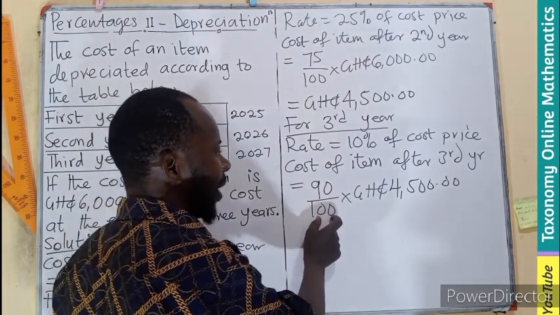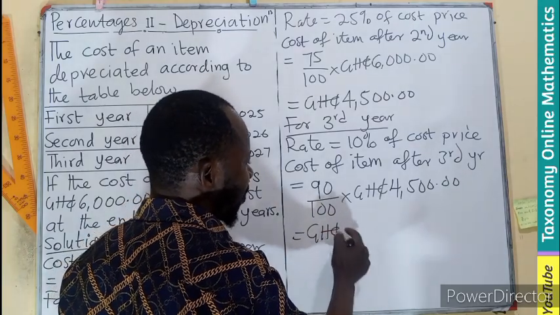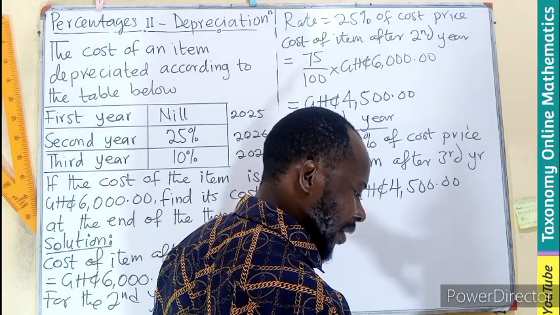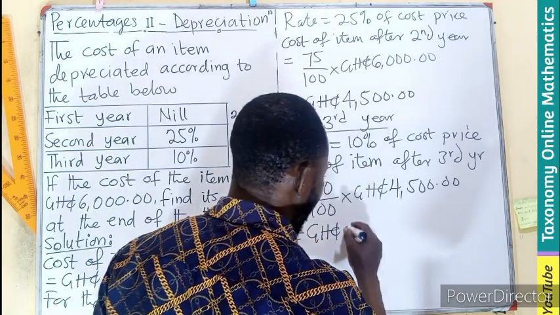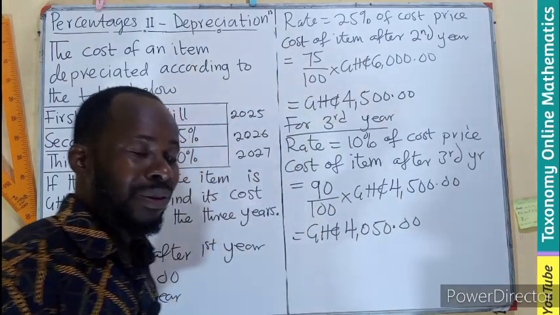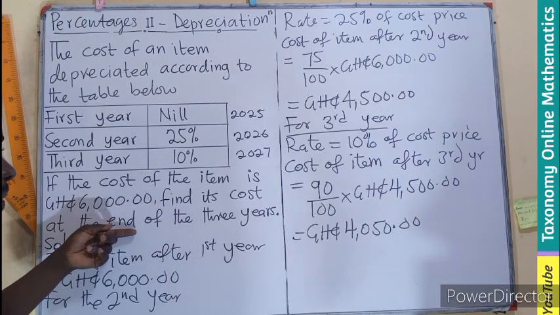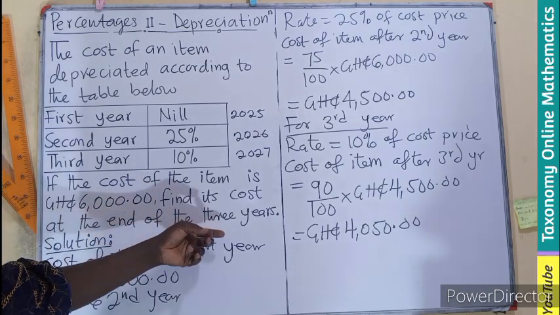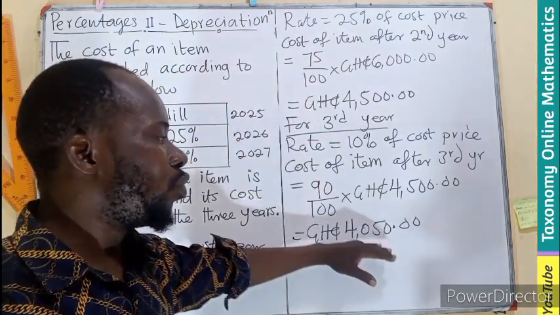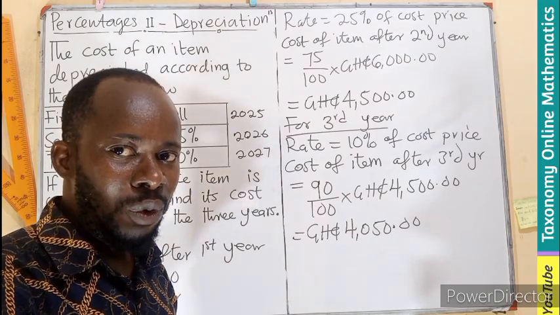So these two zeros again cancel these two zeros. You'll be left with 90 multiplying 45. 90 times 45 will be 4,050 Ghana cedis. So what are we looking for? We are looking for the value of the machine or the item at the end of the 3 years. So at the end of the 3 years, the value will move from 6,000 to 4,050 cedis. I'm sure we understand this also.